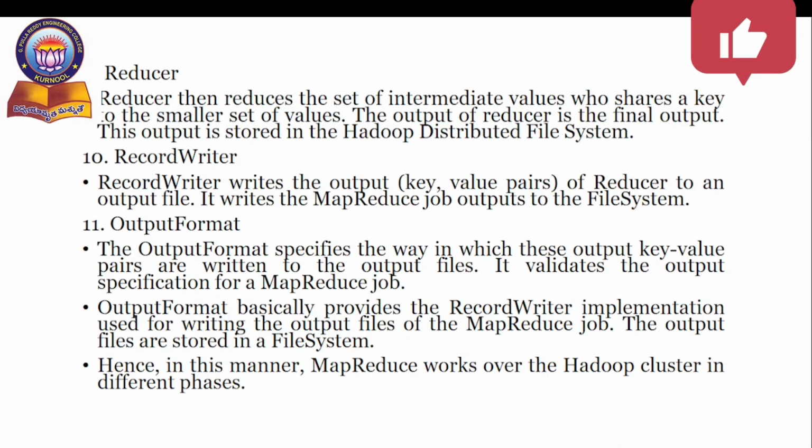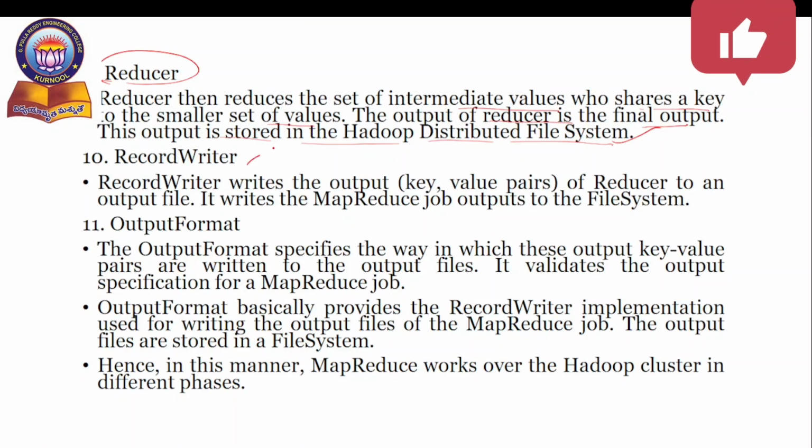Now the reducer comes into action. The reducer reduces the set of intermediate values which share a key to a smaller set of values. The output of the reducer is the final output. So this output is stored in the Hadoop distributed file system. That is, we have seen mapper output data is stored on the local disk, but the output generated by the reducer will be directly stored to the distributed file system because it is the final output of the application or the job that you have given as input.